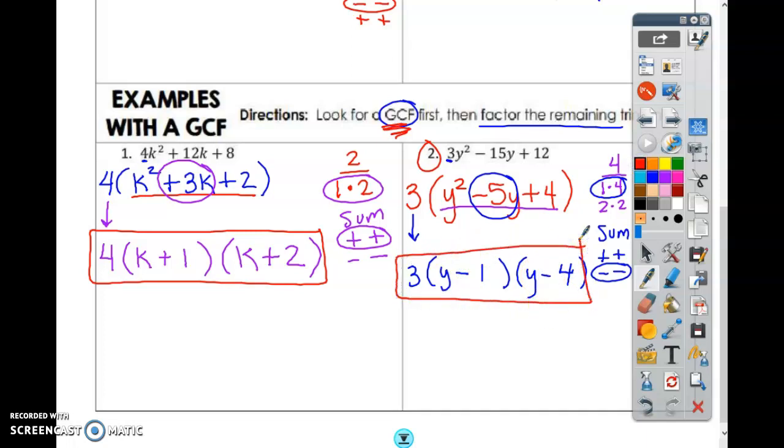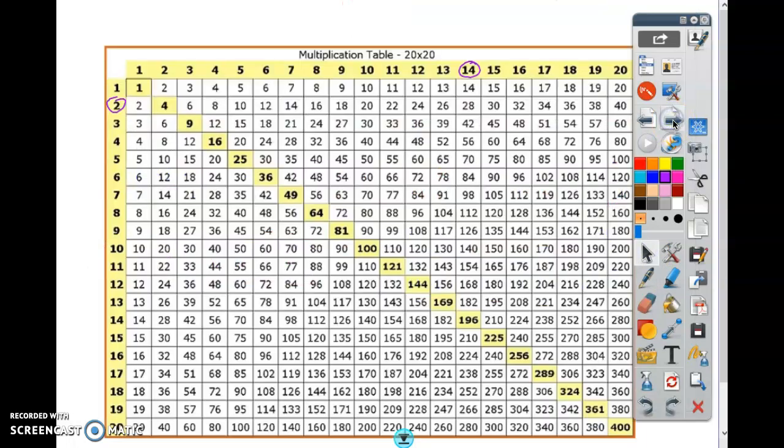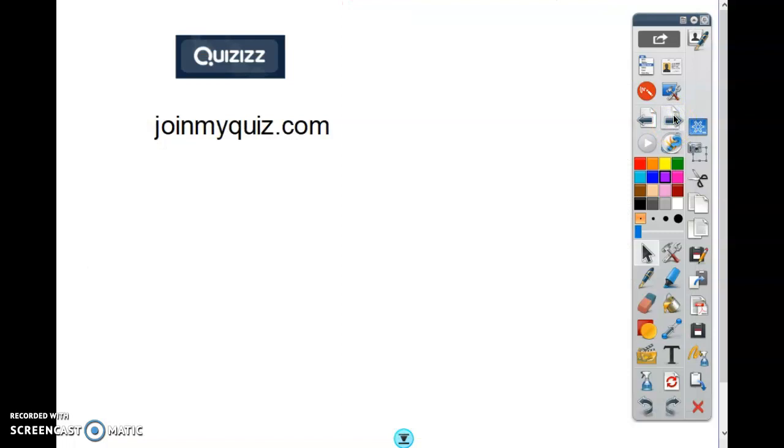So hopefully you've practiced enough. We're going to do quizzes right now. So get ready for the code. If you finished before everybody else, ask me for the code so I can go ahead and start it for you. But we're doing quizzes right now. So go to joinmyquiz.com, and I'm going to put the code up here.